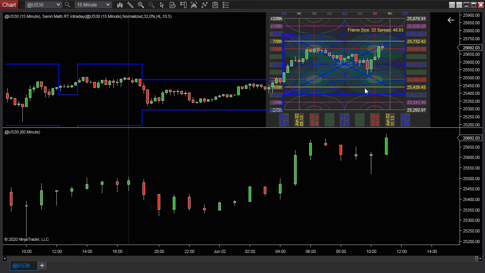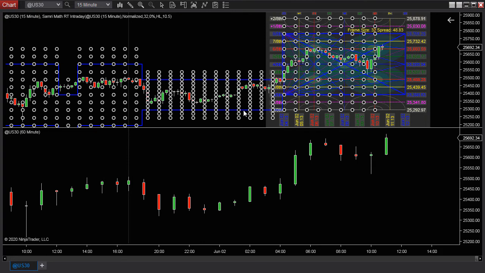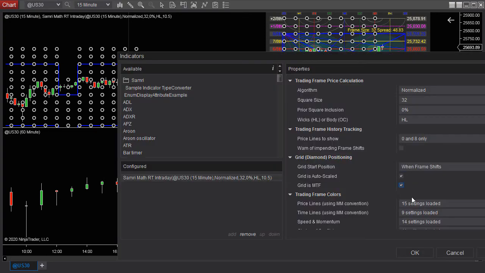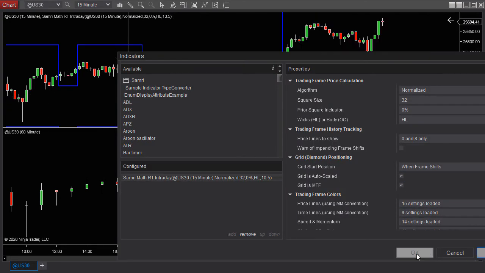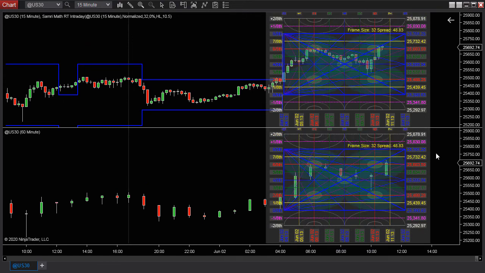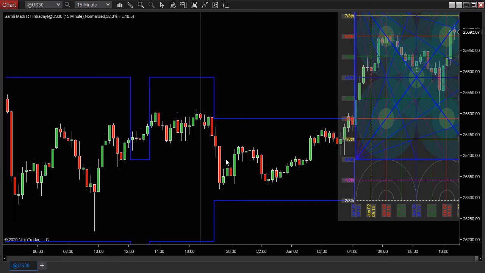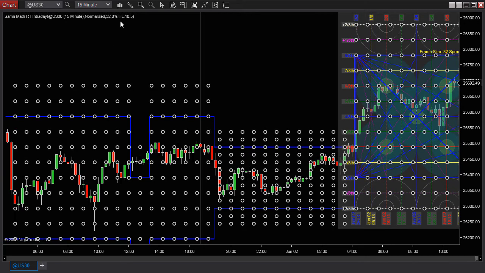So if I were to turn this multi-time frame, if I disable it, okay, now what you see is you see it only on the native frame, on the main data series to which you have applied it. But if you want to see it on other time frames on the chart, you enable the multi-time frame setting. There you go. I'm gonna take this out now because we don't need it. Let's go back to a 60-minute chart.